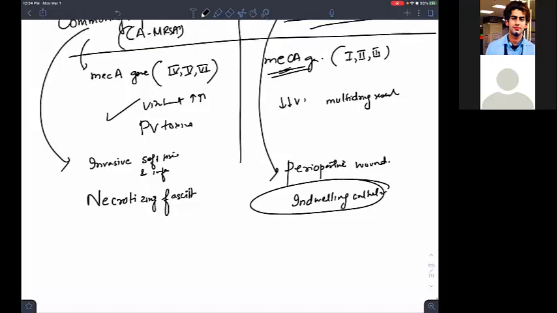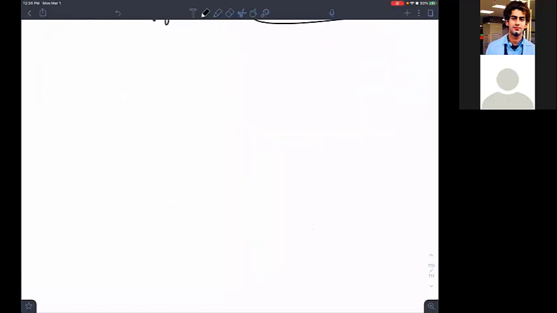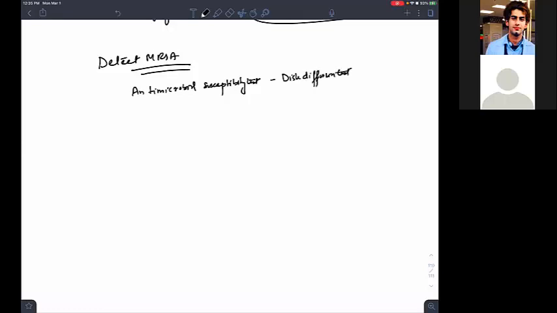So how will you detect an MRSA? Let us write a topic: how to detect MRSA. You will do an antimicrobial susceptibility test. You will see whether an antimicrobial can kill it or not. Other tests you have, we call it a disk diffusion test. Or you can do an oxacillin screen agar test.